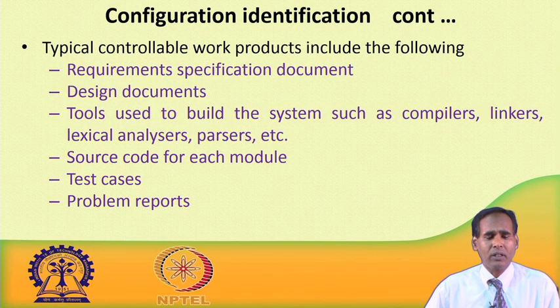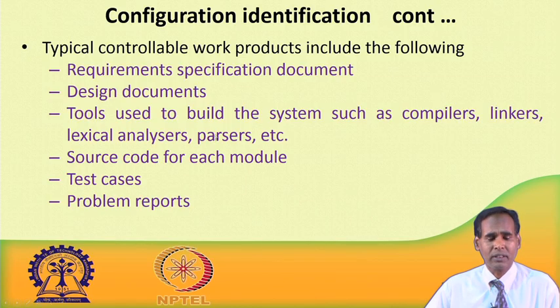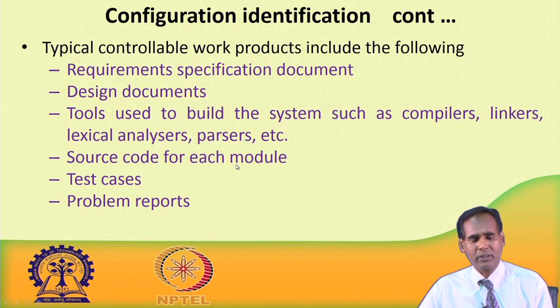Then let us see which work products may come under controllable work products. As I have already told you, the requirement specification document, design documents such as DFD, UML diagrams, etc. The tools which are used to build the system, such as compilers, linkers, loaders, lexical analyzers, parsers, etc., can come under controllable work products. Similarly, the source code for each module can also be considered a controllable work product. The design test cases, test plans, etc. will also come under controllable work products. And finally, the problem reports can also come under the controllable work products.